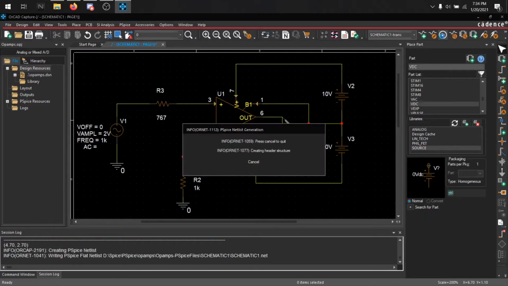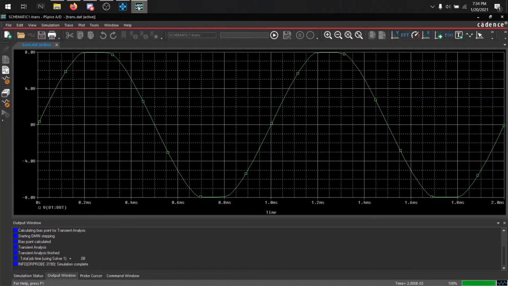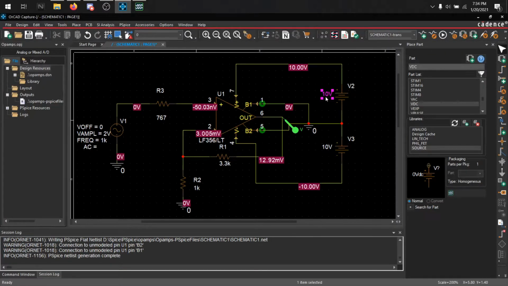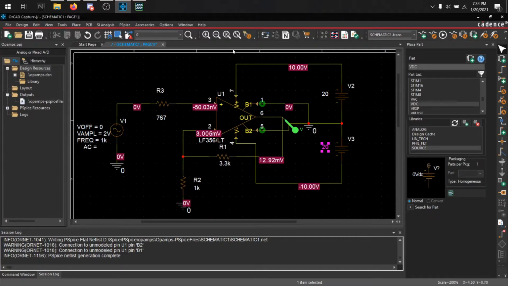So we just verify that. Oh, I'm hitting the rails. What did I do wrong? Oh, add more voltage, like try 20 volts. Right. Yeah. There we go.